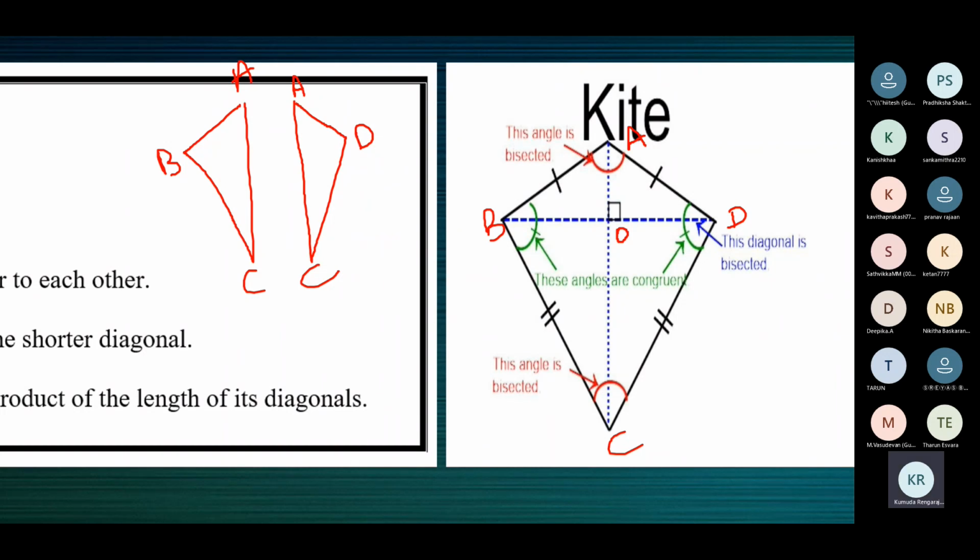One pair of opposite angles is equal. Diagonals are perpendicular to each other. They don't bisect each other. They are perpendicular to each other. How are they perpendicular to each other?